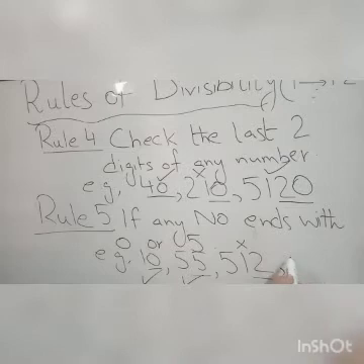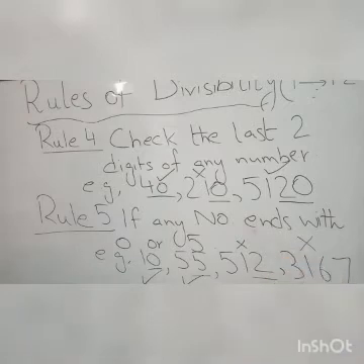Let's write one 4-digit number, 3167. Let's check the last digit. The last digit is 7. It's not divisible by 5, so this whole number is not divisible by 5.